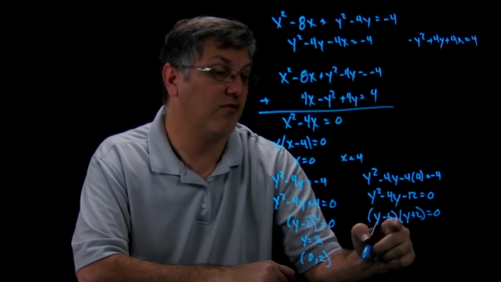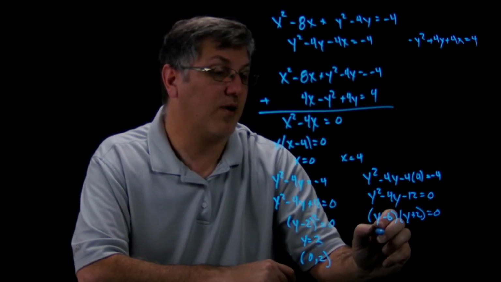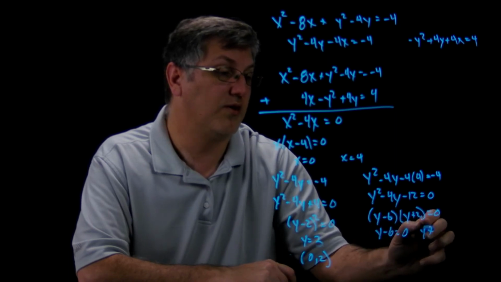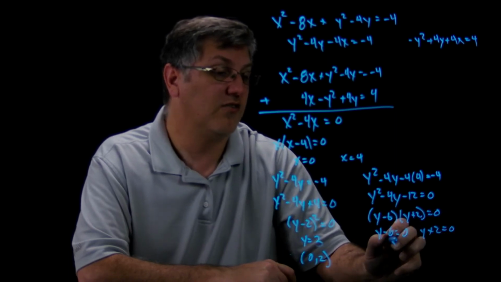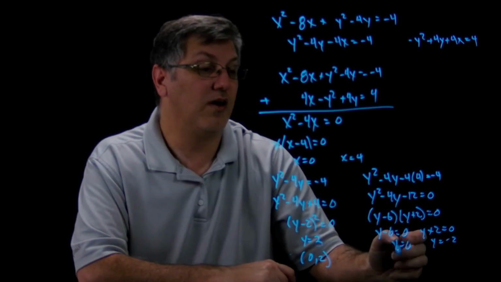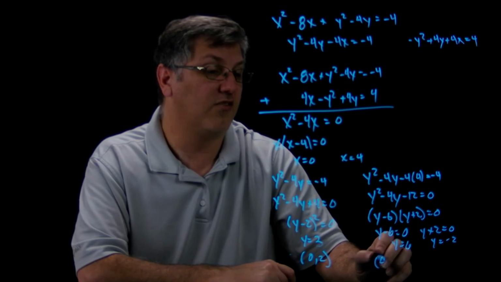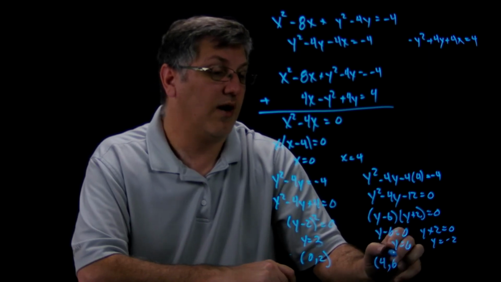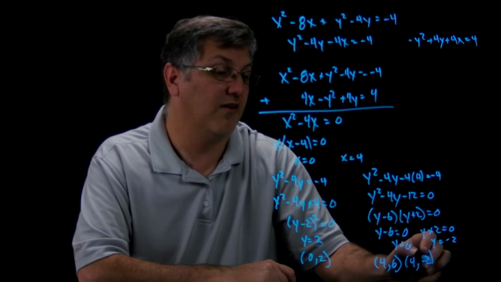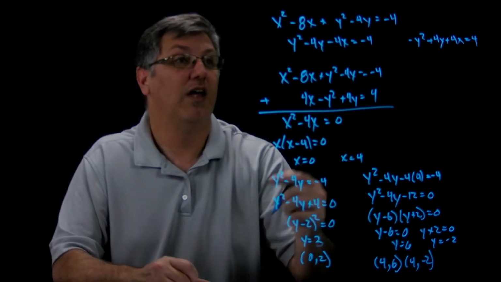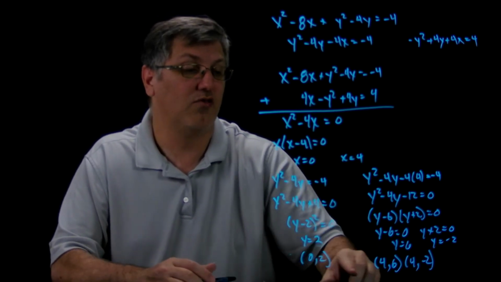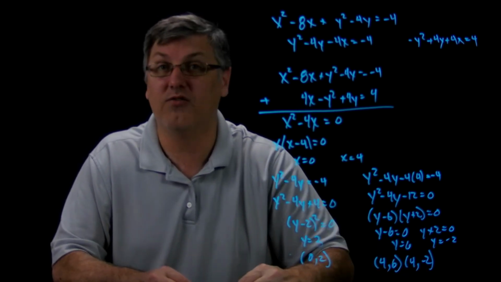That gives me my negative 12 and my negative 4. Zero product property, set both of them equal. y minus 6 equals 0 and y plus 2 equals 0. This tells me y equals 6 and y equals negative 2. So my other 2 points are going to be when x is 4, I have a y value at 6, and when x is 4, I have a y value at negative 2. So there's actually 3 points in which this parabola intersects this circle. They intersect at 0, 2, 4, 6, and 4, negative 2.